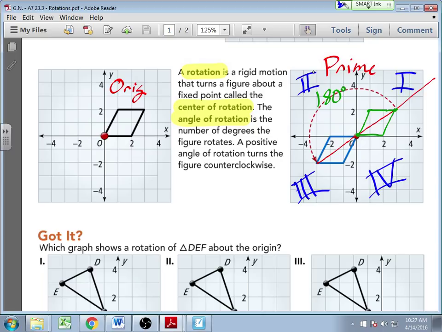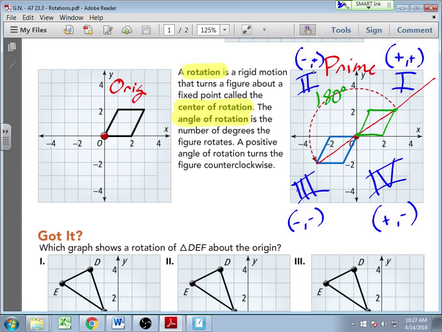Quadrant. The reason this goes like that is this is positive, positive. This is negative, positive. This is negative, negative. And this is positive, negative. So that's why we go around this direction. My y's stay positive at first, then everything's negative, then my x's become positive again, and then everything becomes positive again.